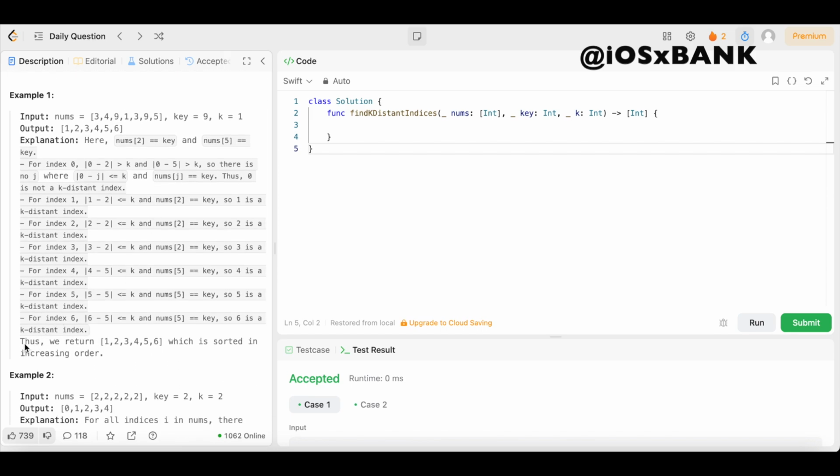So now we have to return all of these indexes in sorted order, which would be 1, 2, 3, 4, 5, 6 in increasing order, right? So that's how we got this output: 1, 4, 5, and 6.